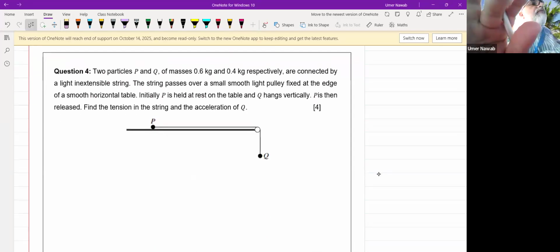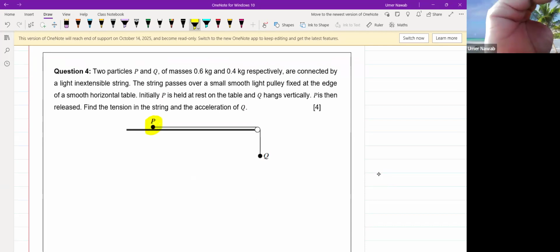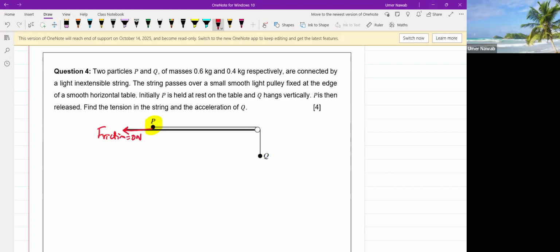Now we come to question number 4. Masses are given to me. So this is 0.6 kg, connected by a light inextensible string. Initially, P is held at rest. P is then released. Find the tension in the string. It's a smooth horizontal surface, so it means the friction is 0 newtons, and you're applying T newtons to the right, and the acceleration produces A.